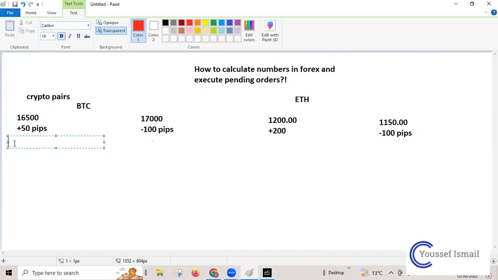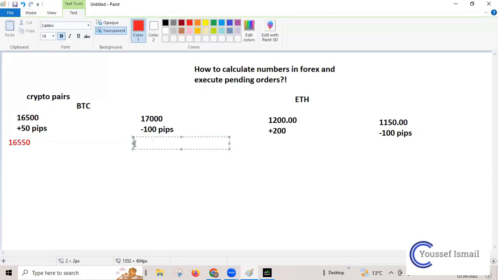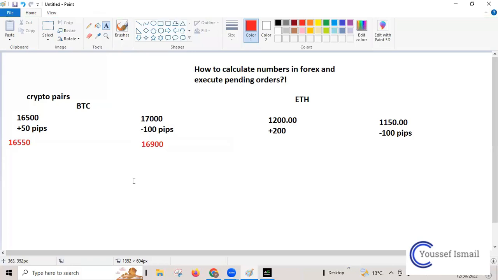We just take the number and add 50 to it. Okay, so the result will be simply 16,550. And the same here for the next example, 17,000. If we need to subtract 100 pips, the result will be 16,900. So as you see, we didn't need to make any changes to the numbers.